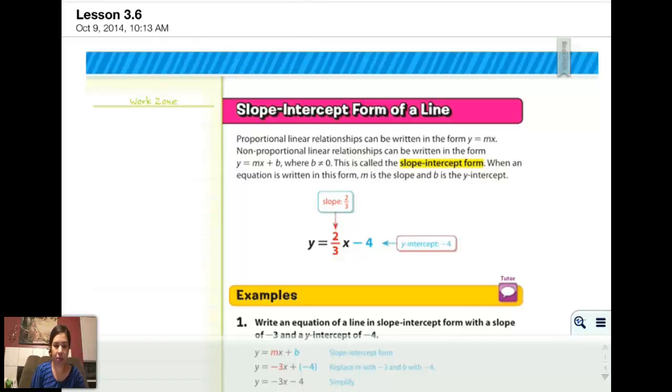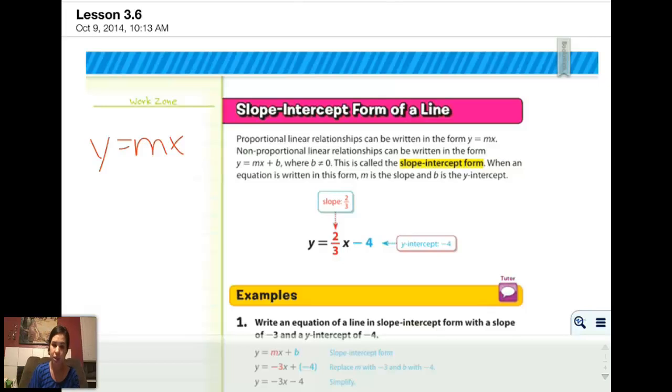Hi guys, today we're going to be looking at lesson 3.6 from our textbook, which is solving equations in slope-intercept form. Like I had mentioned to you guys in class, there is one more kind of equation that we were going to look at. We've already seen where it's y equals mx form. Now we're going to see it in y equals mx plus b form.